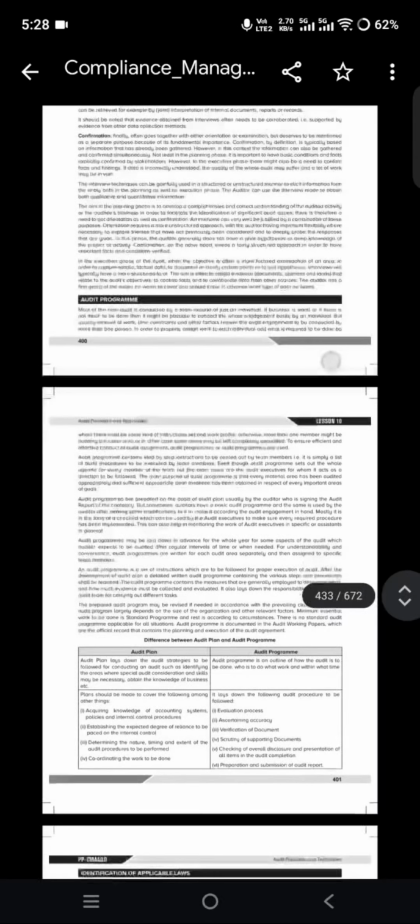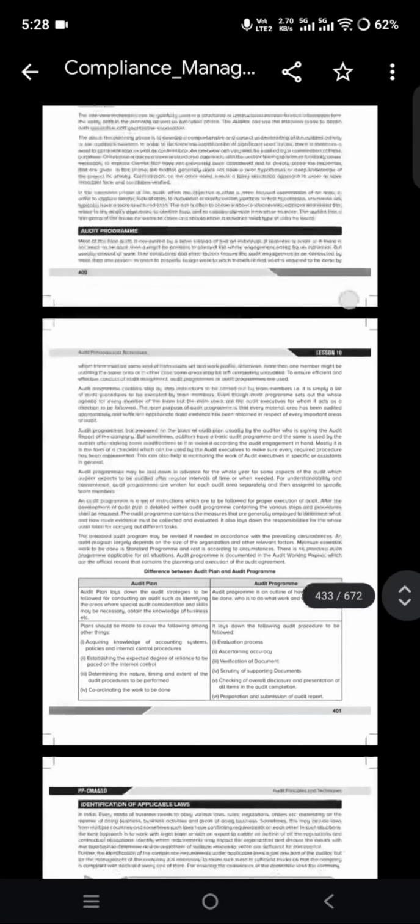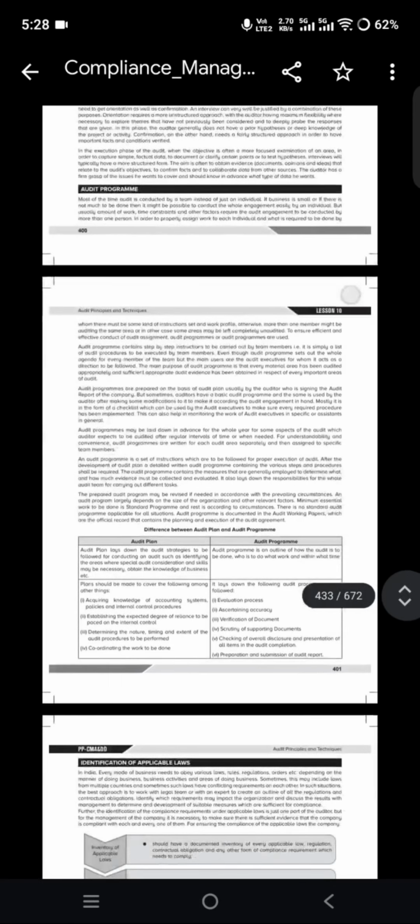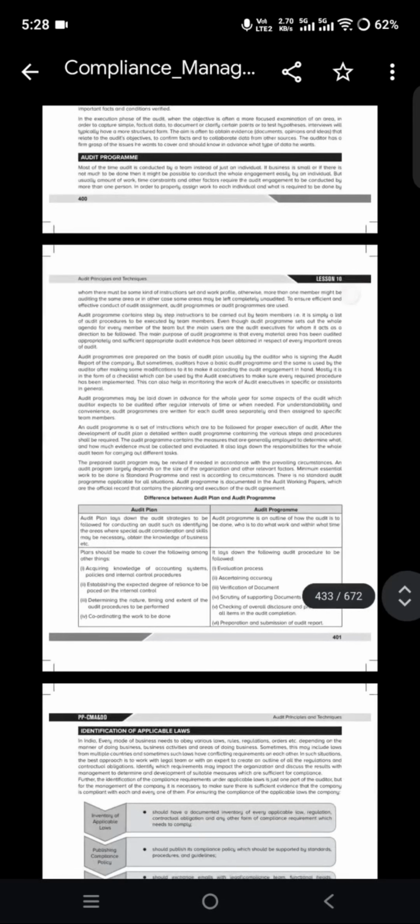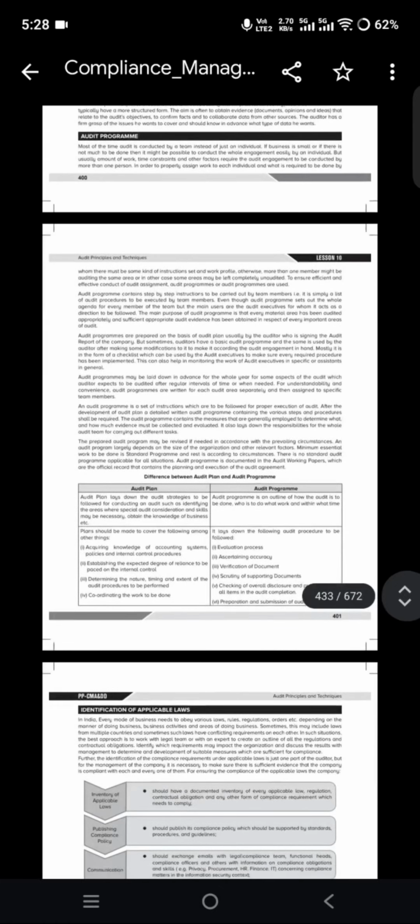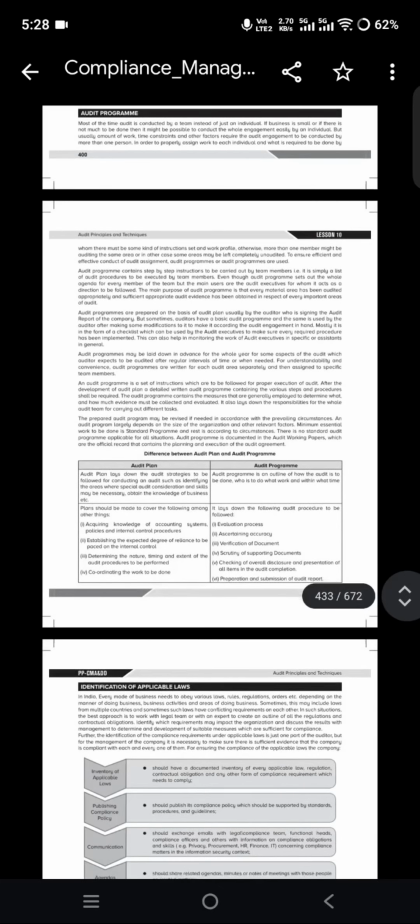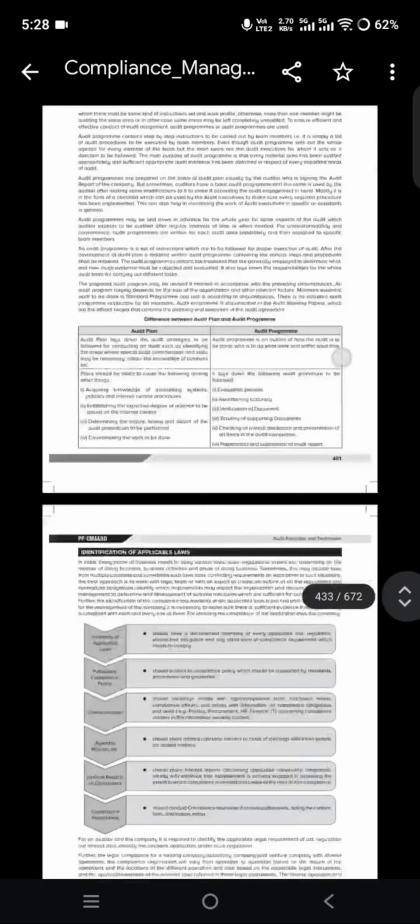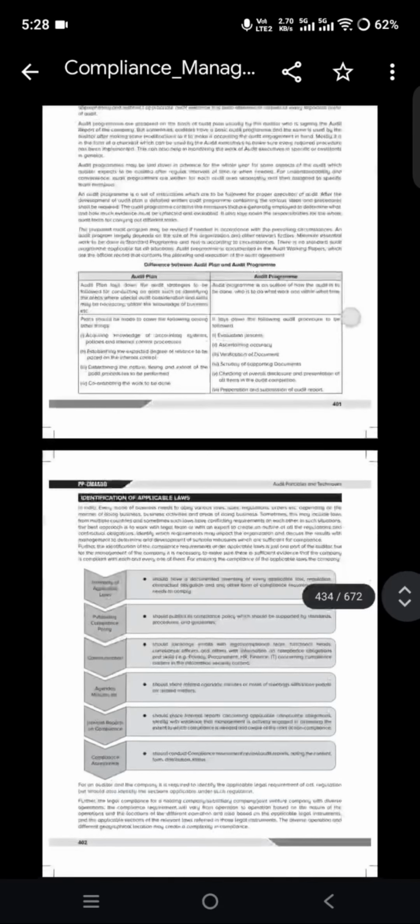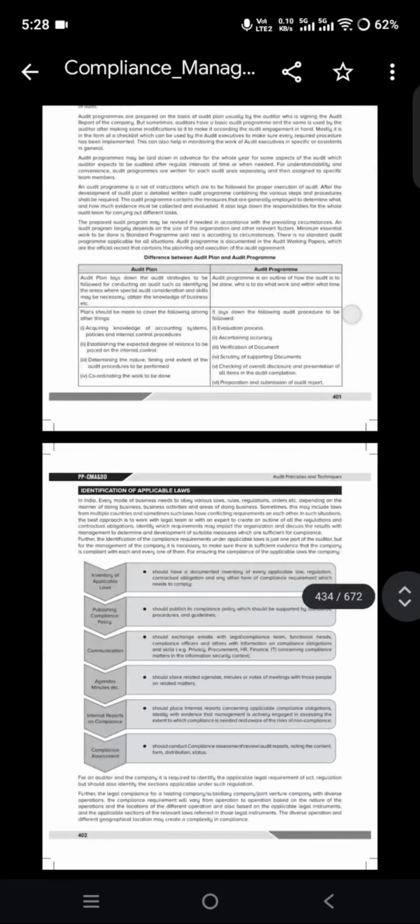Next, audit program. Audit program contains step-by-step instructions to be carried out by the team members. The auditor will not go alone, right? So, he will take some staff members or team members. For them, step-by-step instructions will be given in the audit program. That is simply a list of audit procedures. List of audit procedures is audit program.